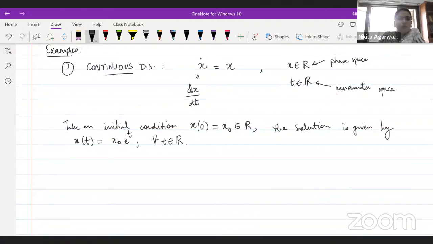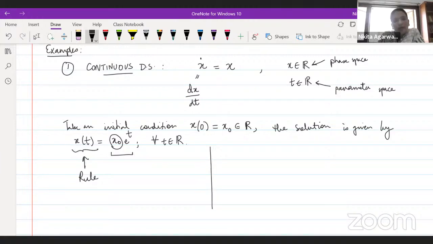So what is the rule? So we already have a phase space, we have a parameter space. What is the rule? The rule is this. This is the rule, which is telling us that if you start at the point x naught, then at time t, you're going to be at this point in the real line, right?